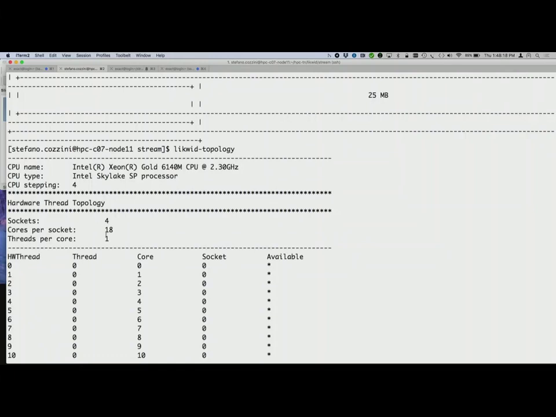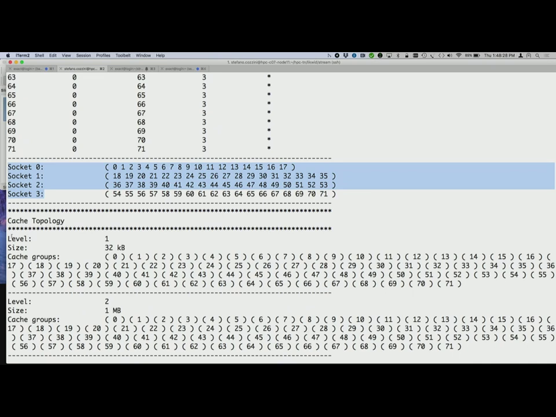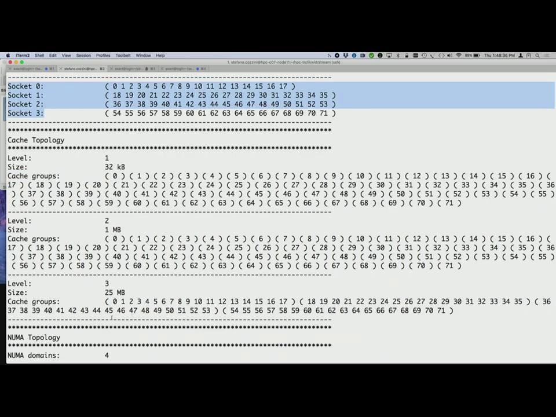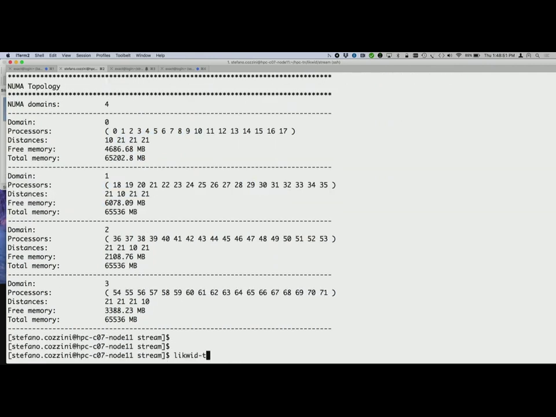4 sockets, 18 cores per socket, and 1 thread per core. This is the list of cores. This is the list of sockets. And this is the cache topology. We have an L1 cache that is for 1 core and so on, an L2 that is again for 1 single core, and then we have a level 3 cache that is 25 megabytes, in 4 different cache groups. And then we have the NUMA topology with the distances, the free memory and the total memory.